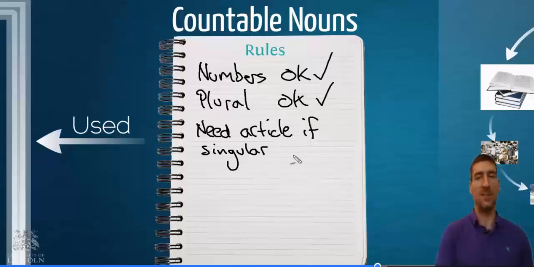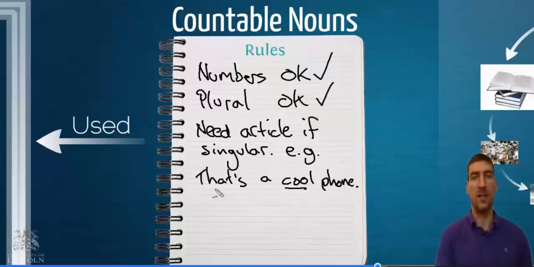So the example I was thinking of would be a phone. That's a cool phone. We've got an adjective in here, cool, but we could take that out and the sentence still makes sense. That's a phone. Very simple sentence, but it still makes sense. We need to have an article of some kind here, in this case, the indefinite. That's a cool phone. So we need an article if the noun is singular.